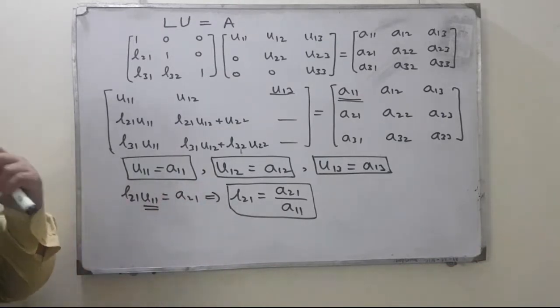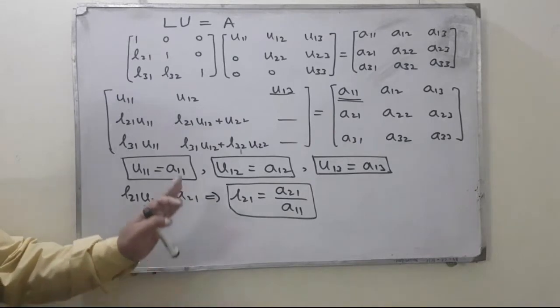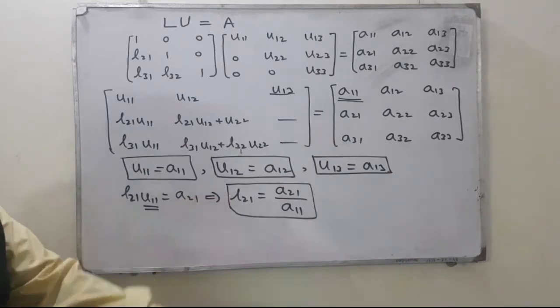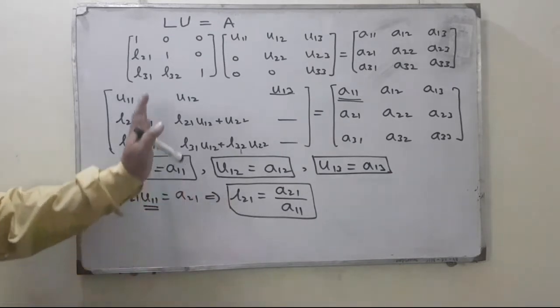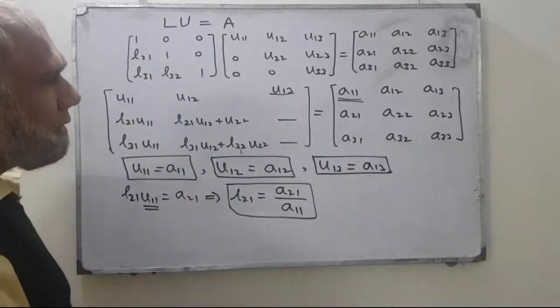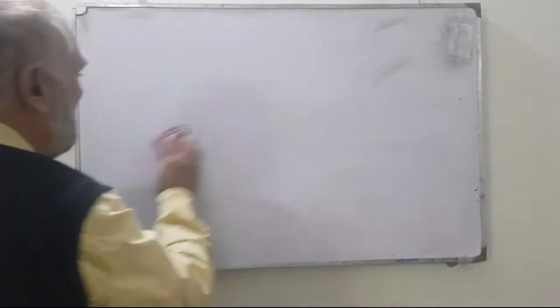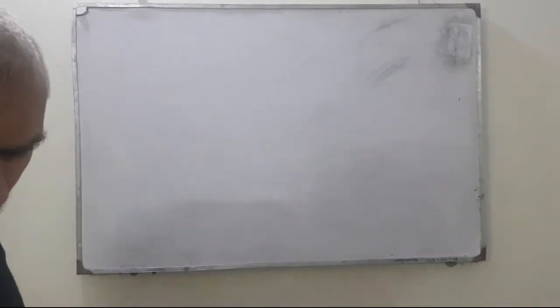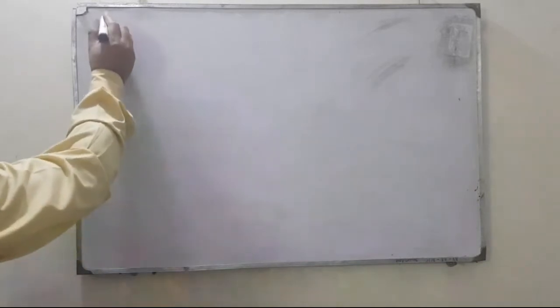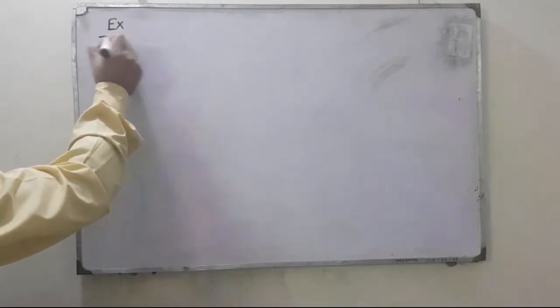This is a bit lengthier process through which we can obtain all these L as well as U, and after that the procedure is very simple. So I'll describe all these steps once again through an example. Let's start solving the question. The question is: you are given a system of linear equations and you are required to solve it by using the LU decomposition method.